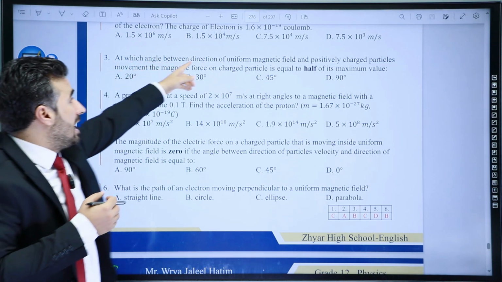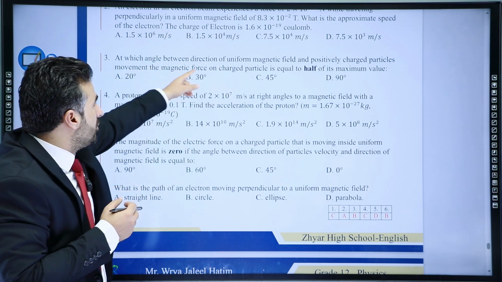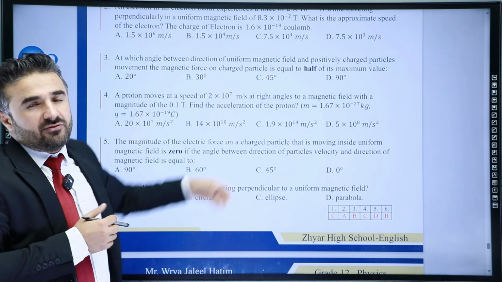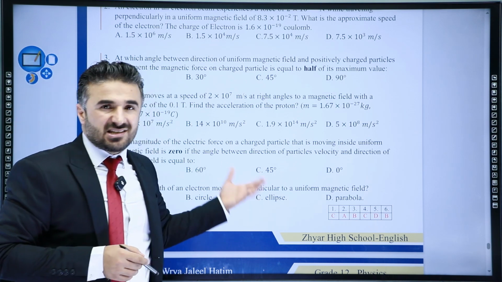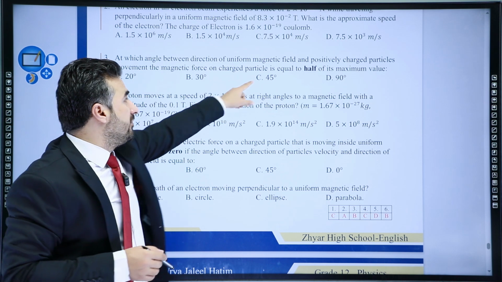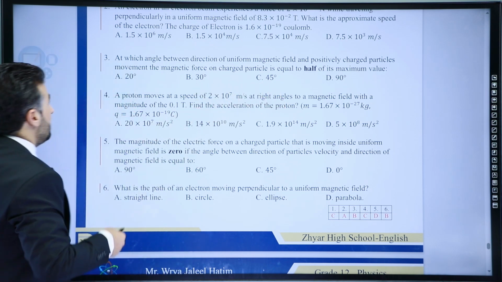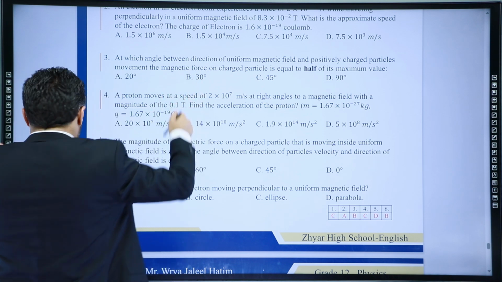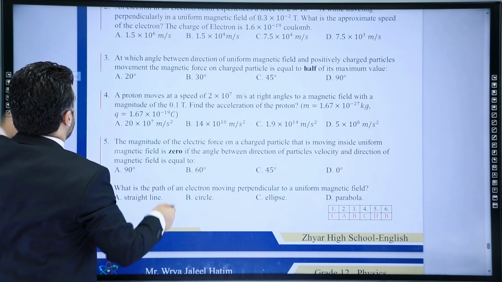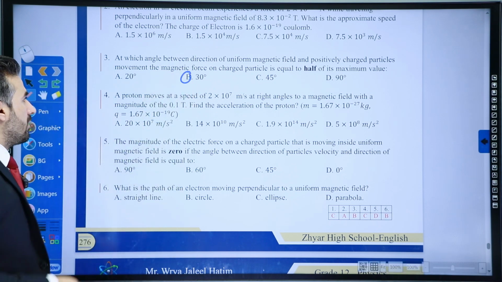At which angle between the direction of the uniform magnetic field and a positively charged particle's movement is the magnetic force on the charged particle half? Whenever it says half, don't go for 45, because we're talking about the sine of the angle. Sine 45 doesn't equal half; it is sine 30 that equals half of the maximum. So in this case, B would be the correct answer.